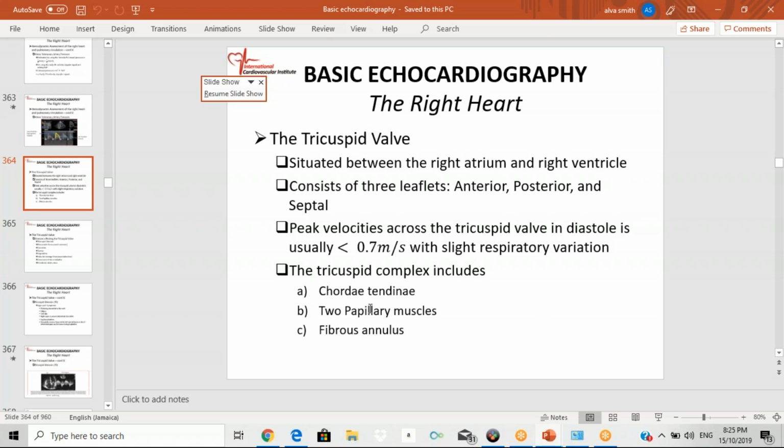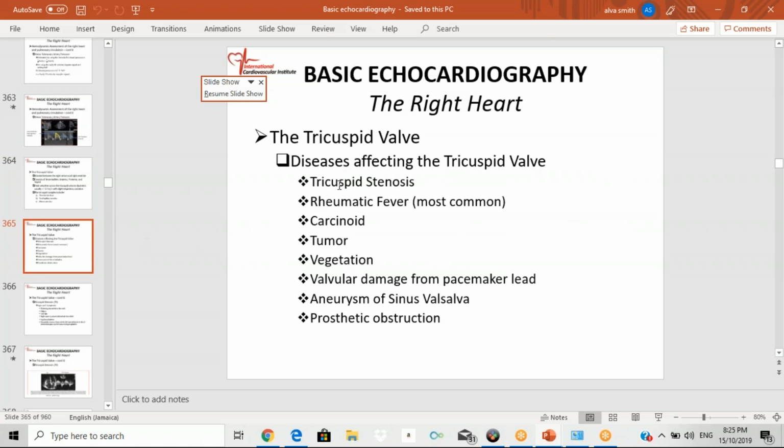Just like the mitral apparatus, the tricuspid complex has chordae tendineae. There are supposed to be 3 papillary muscles, and you have the fibrous annulus. Now, stuff that can affect the tricuspid valve: you can get tricuspid stenosis, and rheumatic fever can also affect the tricuspid valve, and that can give you tricuspid stenosis. You can get tricuspid regurgitation.